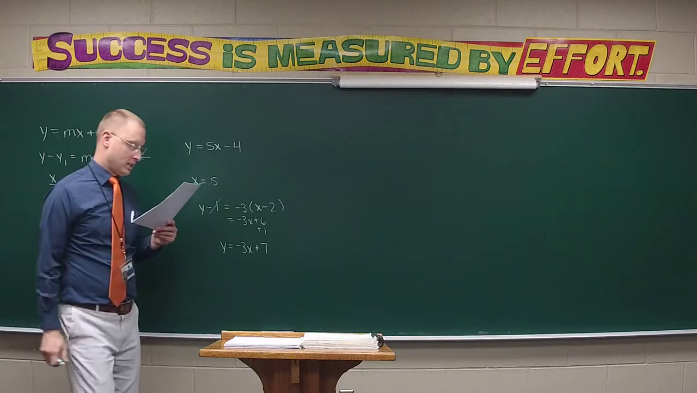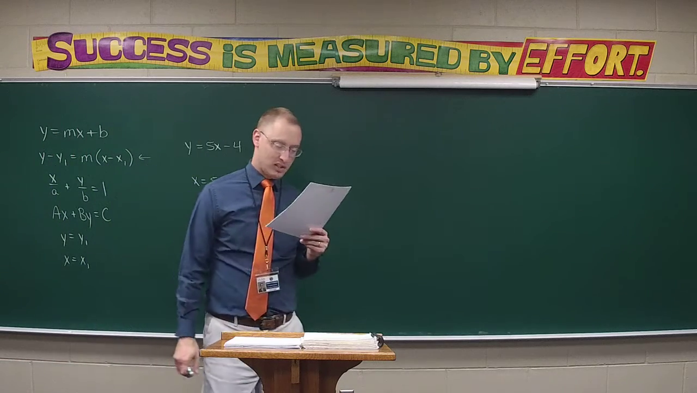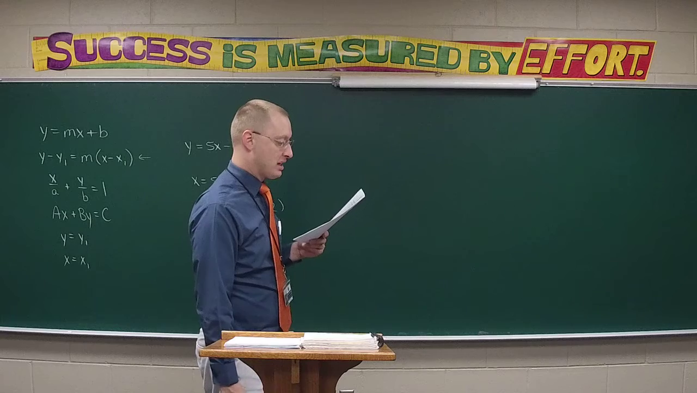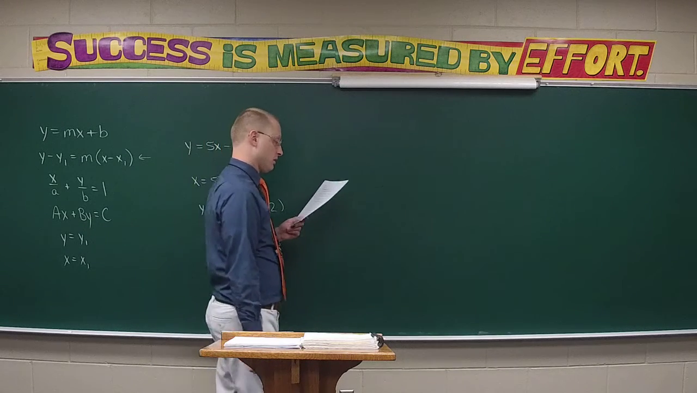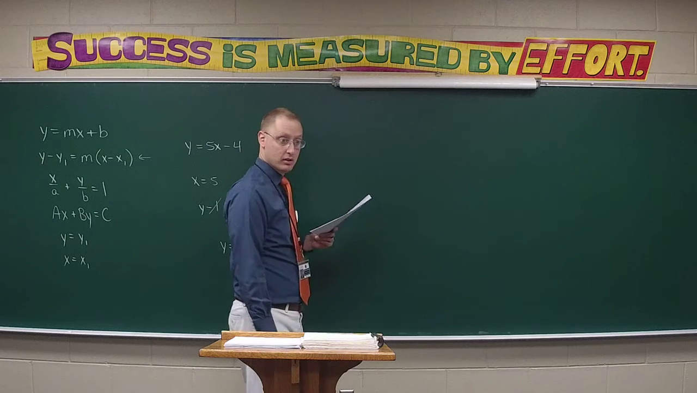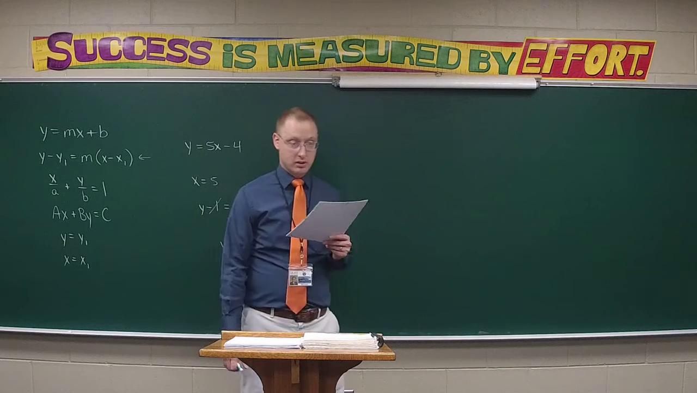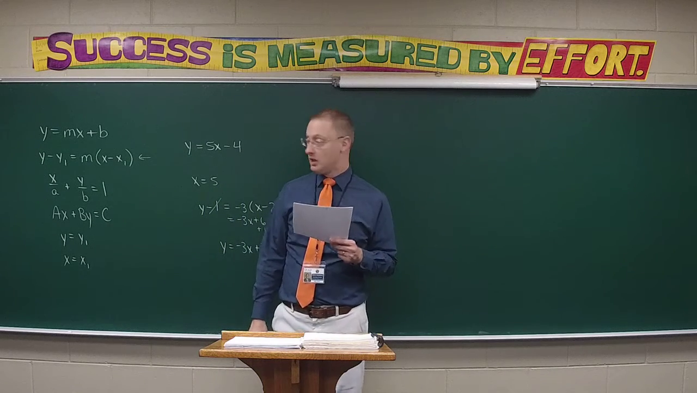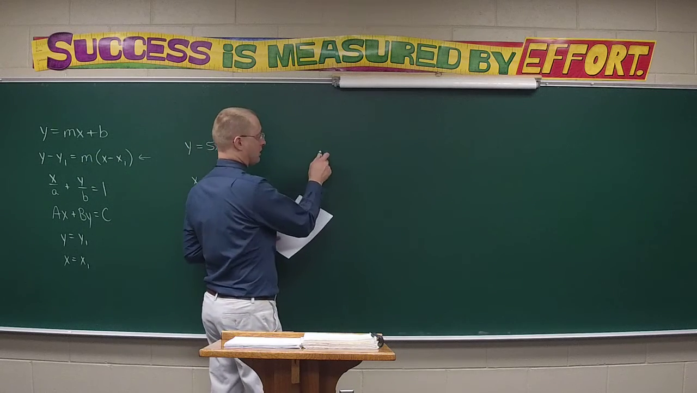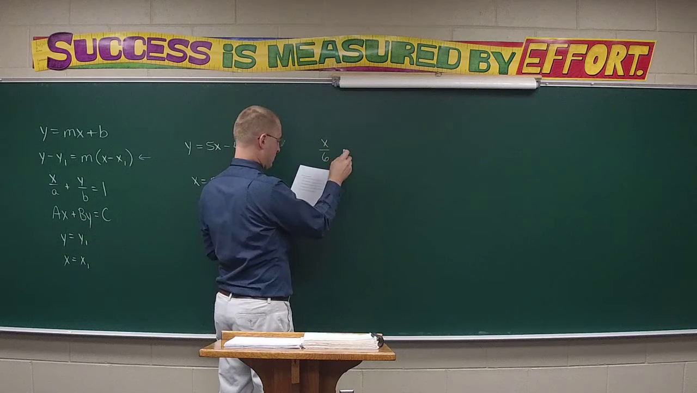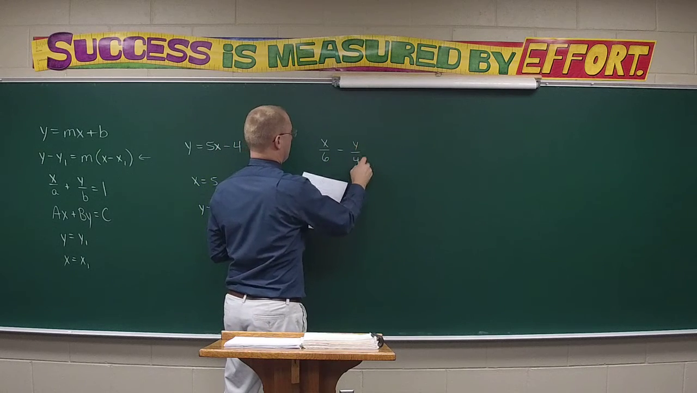And there's our answer for number 3. Number 4, Quentin. Find the equation of a line that has an x-intercept of 6 and a y-intercept of negative 4. Which form should we start out in? Yeah, the intercept form. Tell me how to plug in the numbers. x over 6 minus y over 4 equals 1.